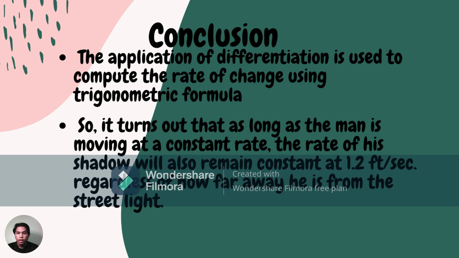The application of differentiation is used to compute the rate of change using trigonometric formulas. So it turns out that as long as the man is moving at a constant rate, the rate of his shadow will also remain constant at 1.2 feet per second, regardless of how far away he is from the street light.